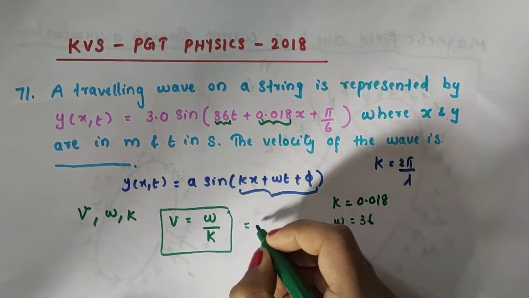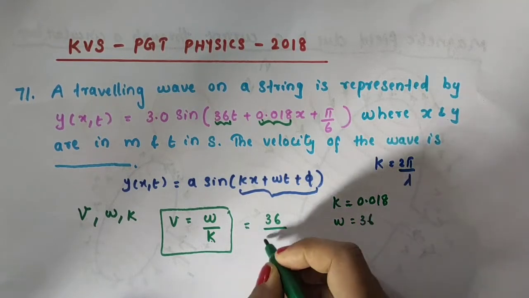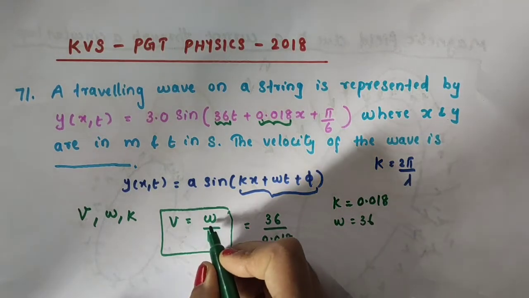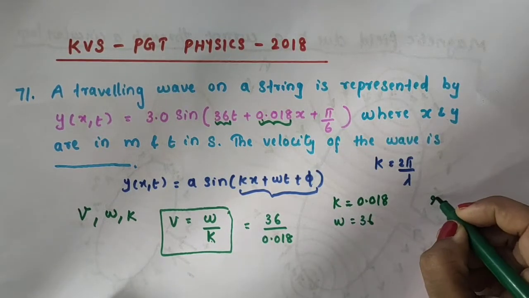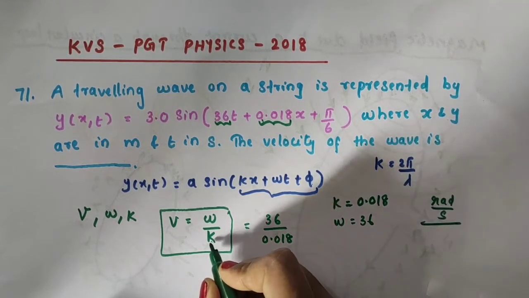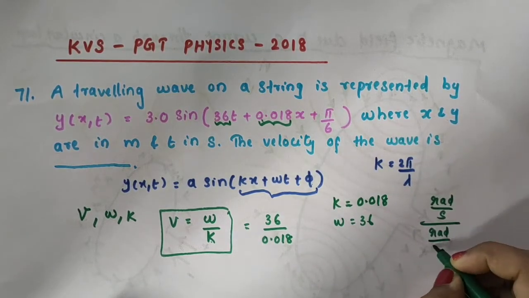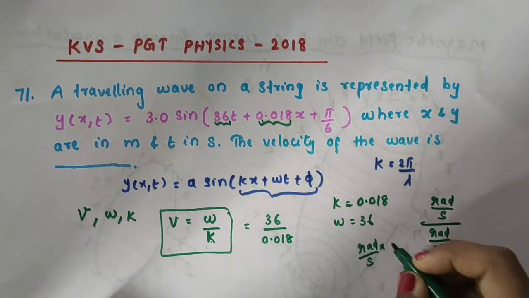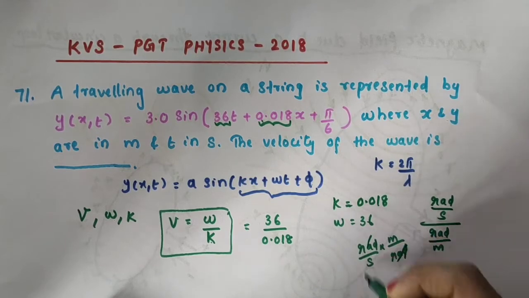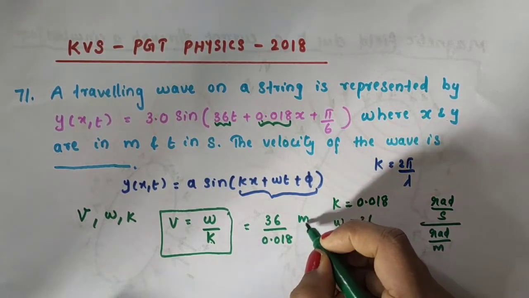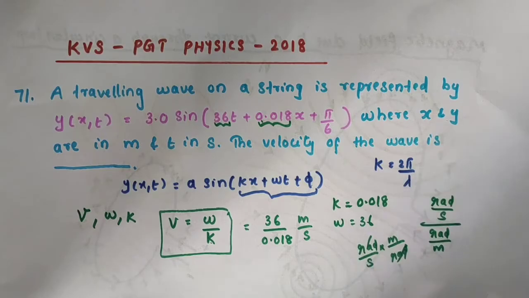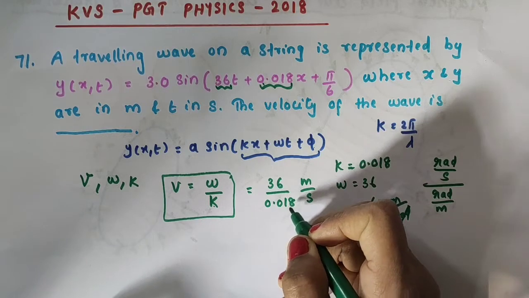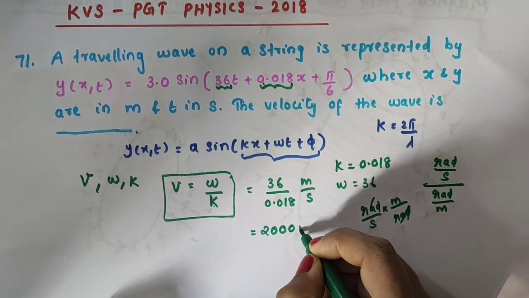This is equal to, what is omega? 36, divided by what is k? 0.018. Omega is measured in radian per second, and k is measured in radian per meter. So multiplying by the reciprocal, radian per second into meter by radian. Radian cancels, so we get the unit as meter per second. Doing this calculation, 36 divided by 0.018, we get 2000 meter per second.